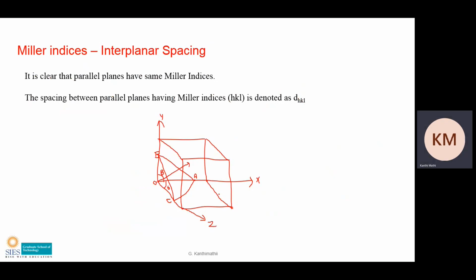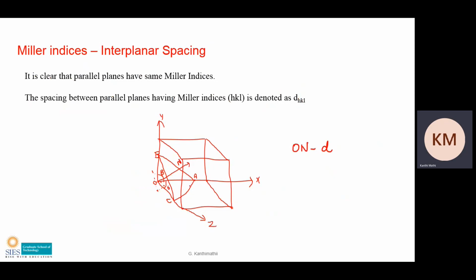For that, let us consider a unit cell, and a plane ABC which cuts the x-axis at point A, the y-axis at point B, and the z-axis at point C. Now, let us imagine that there is another plane which is passing through the origin. Our aim is to find the distance between the two planes. Let us drop a normal here in such a way that this ON represents d, which is nothing but the interplanar distance.